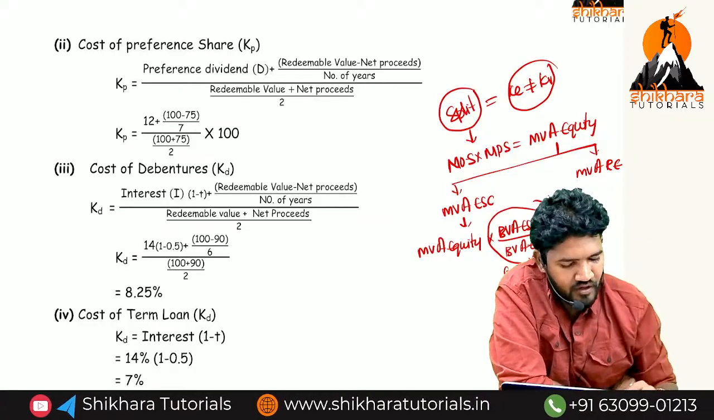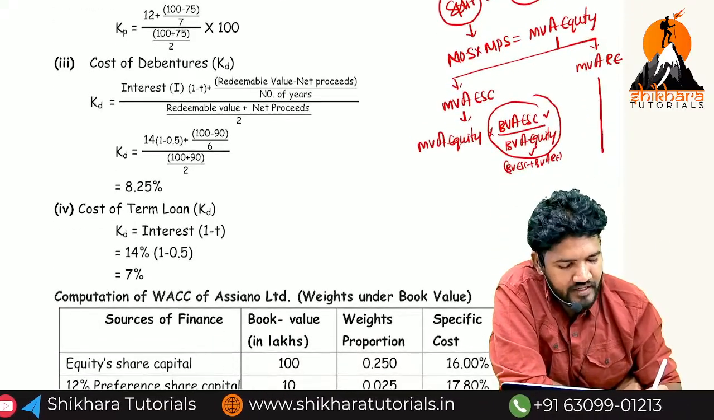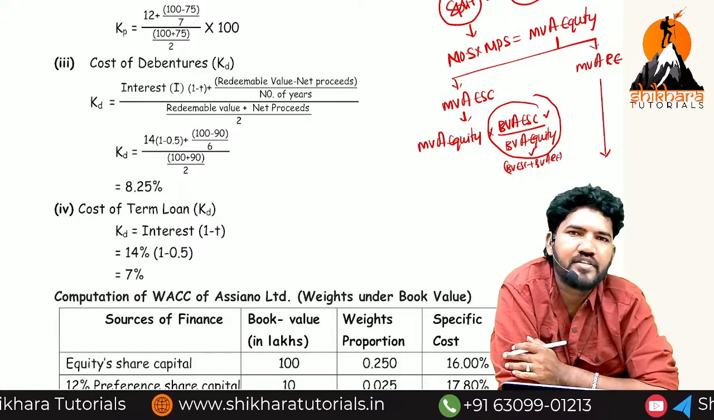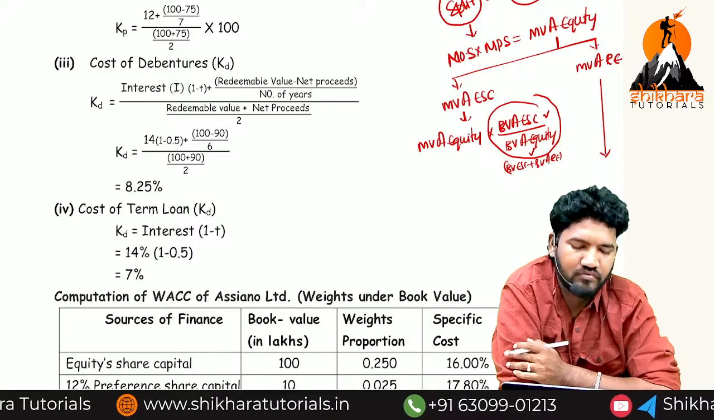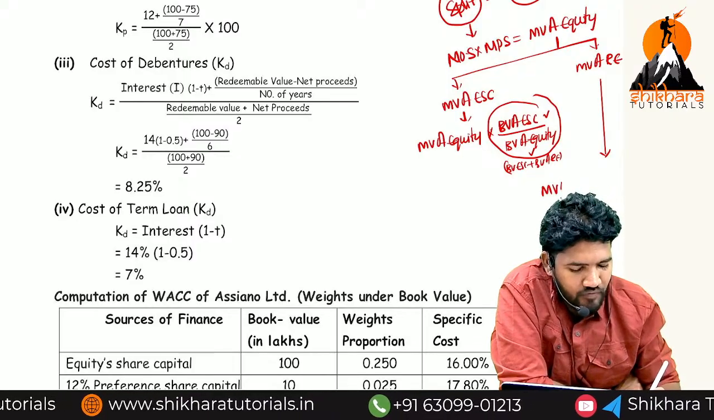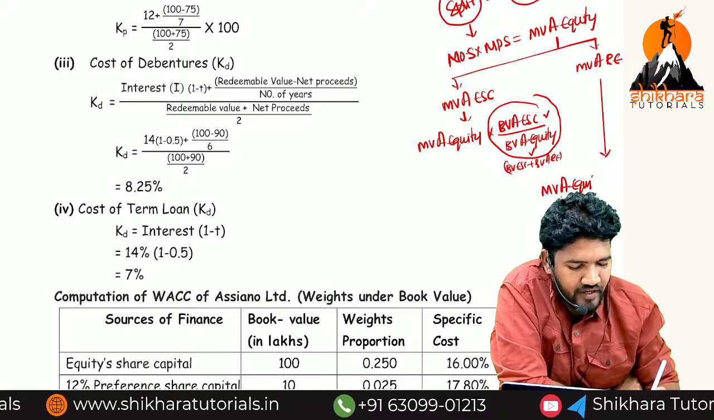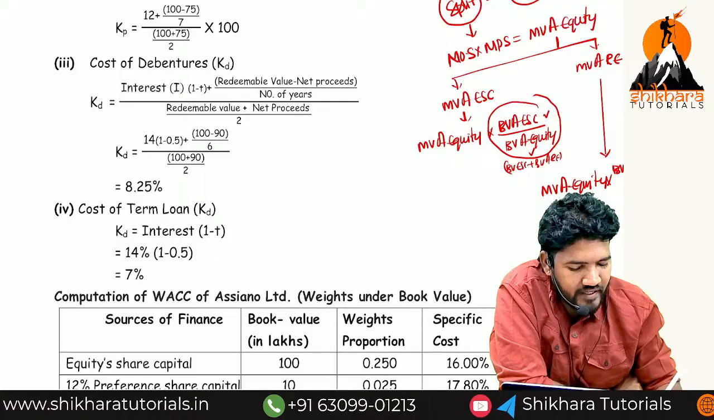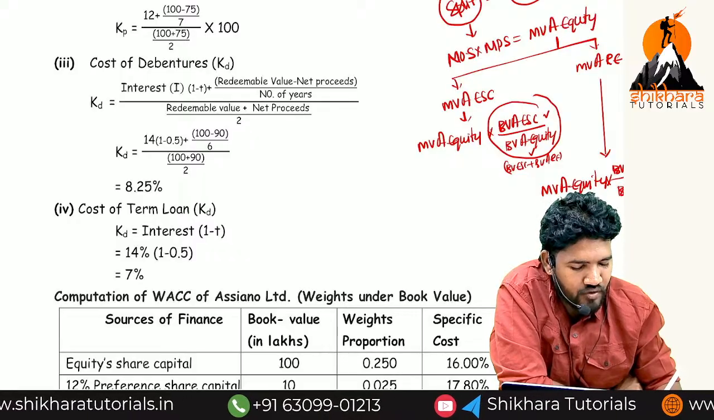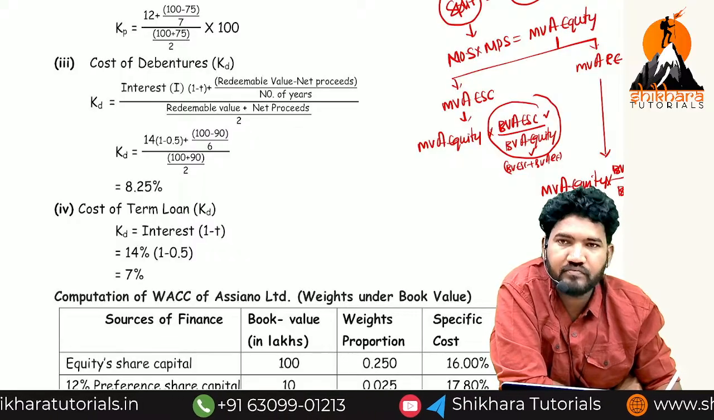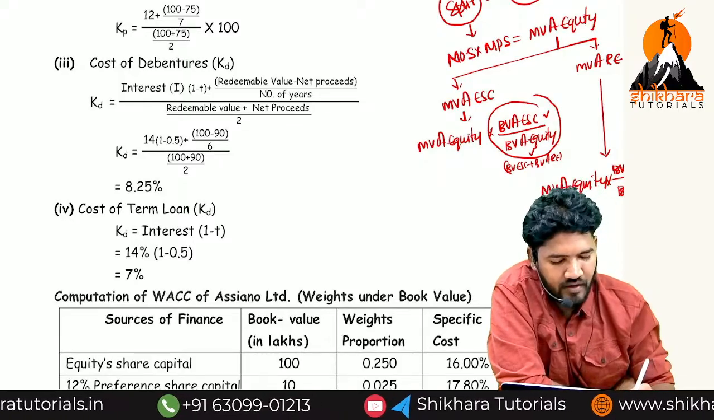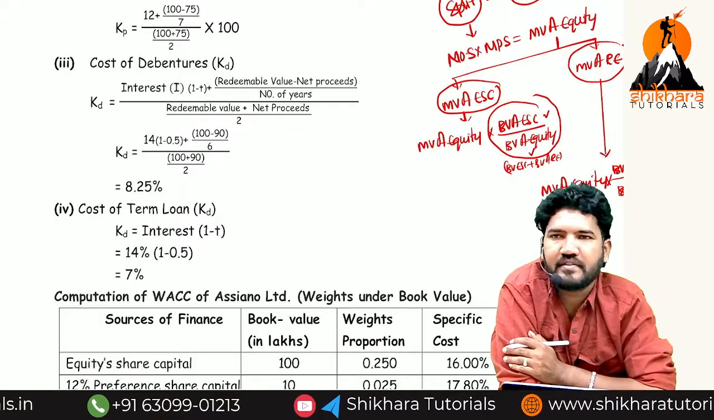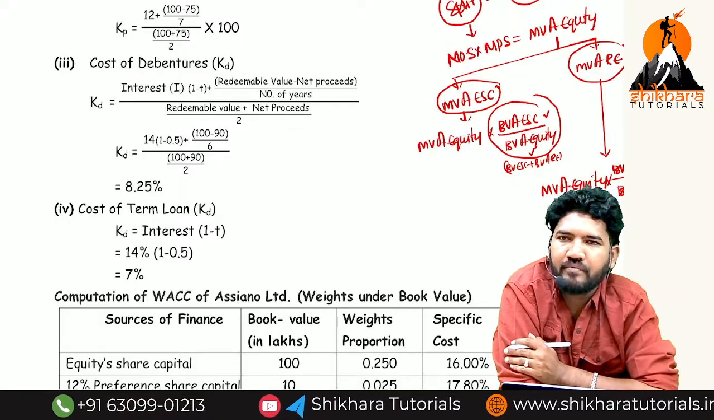Okay, then fine. Now how to calculate market value of retained earnings? Out of total market value of equity, I want only the retained earnings share. Book value of retained earnings divided by book value of equity. Clear? Then you will get market value of equity share capital and market value of retained earnings. Are you okay?